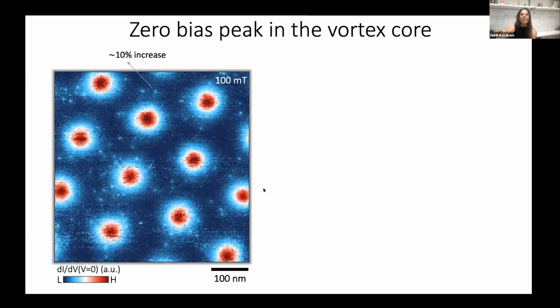The next thing we did is apply a magnetic field and examine the formation of vortices on the 1H termination. Here we see a very nice Abrikosov lattice, indicating that the pinning is weak in these materials. And among these nice vortices, we see speckles where the density of state increases by about 10%. On these impurities, we extracted coherence lengths from the decay of these vortices of 21 nanometers.